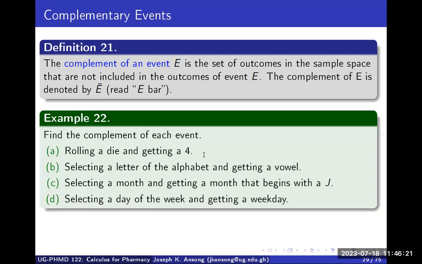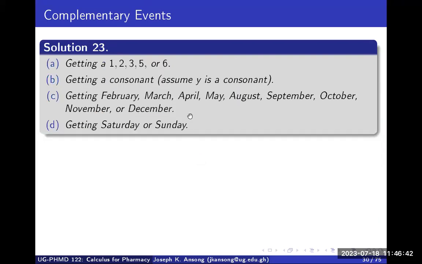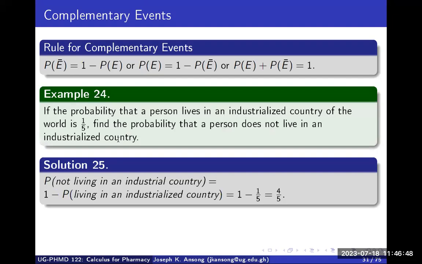What is the complement of selecting a letter of the alphabet and getting a vowel? Well, that is getting a consonant, plus Y if Y is a consonant. So getting any other letter apart from the vowel, and so on. So you get the idea. Okay, so they are here, and you can take a look at them. So that is a complement of an event.